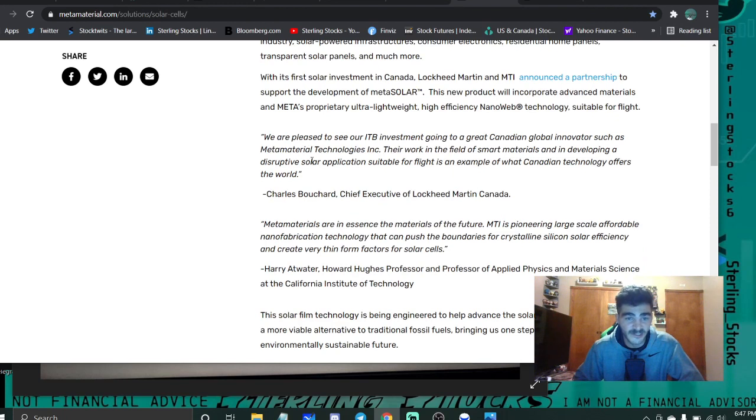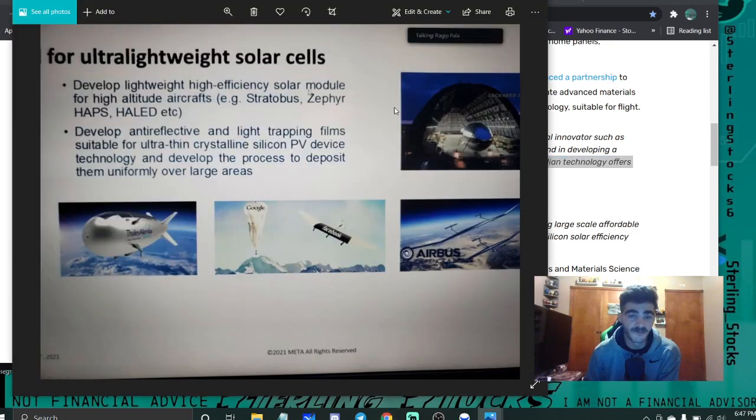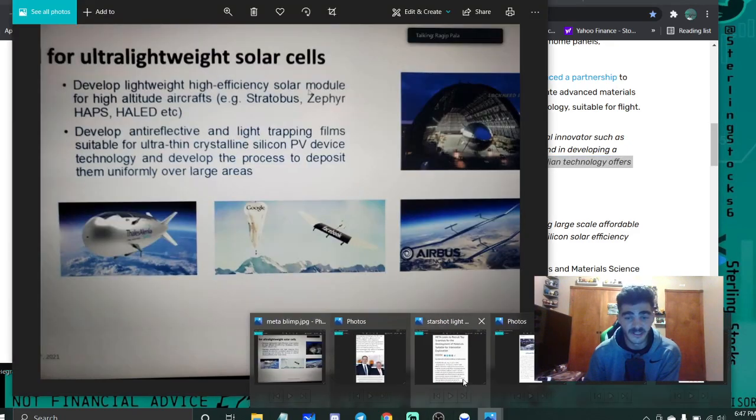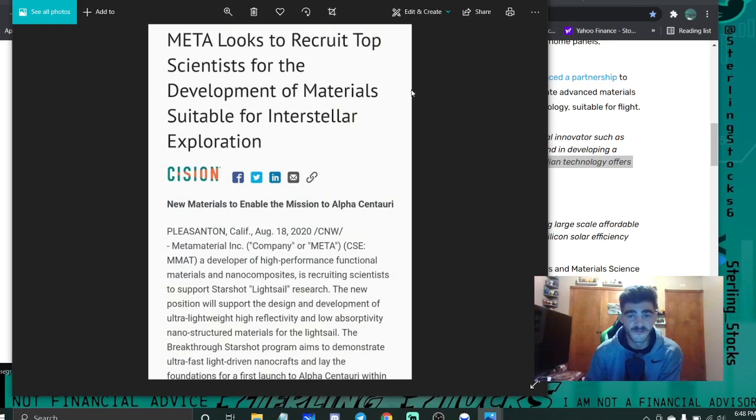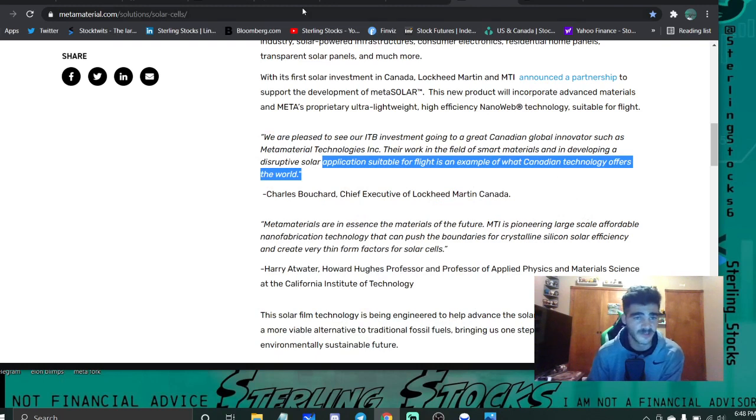If we look a little more in this text here, the chief executive of Lockheed Martin said that metamaterials, their work in the field of smart materials and in developing a disruptive solar application suitable for flight, is pretty huge, because that points towards airships that could possibly go towards the interstellar travel they are looking to cover, this Alpha Centauri. We've covered the Breakthrough Starship project in past videos. I'll leave that video in the description. That points towards some people that are trying to get to Alpha Centauri.